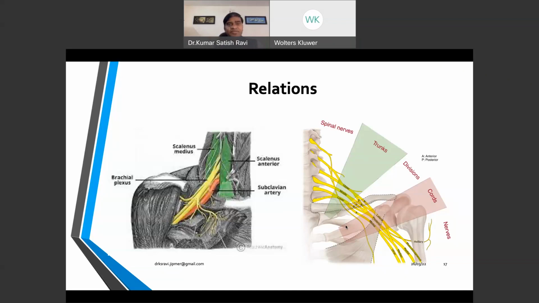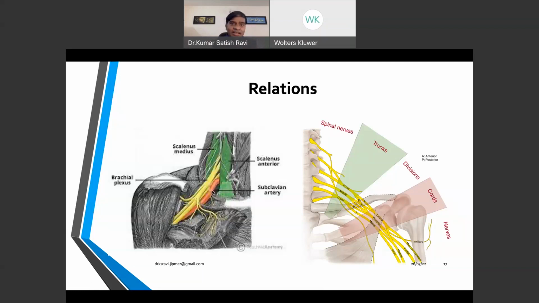It emerges between the scalenus anterior and the scalenus medius muscle. Over here in this diagram, you can appreciate the green colored structure, which is the scalenus anterior, and towards the posterior aspect, this green colored structure is the scalenus medius. So it emerges between the scalenus anterior and the medius, and its upper part lies above the third part of the subclavian artery. Over here, you can see the third part of the subclavian artery. I said the subclavian artery extends up to the outer border of the first rib, right?